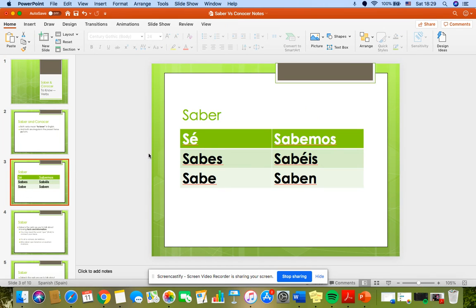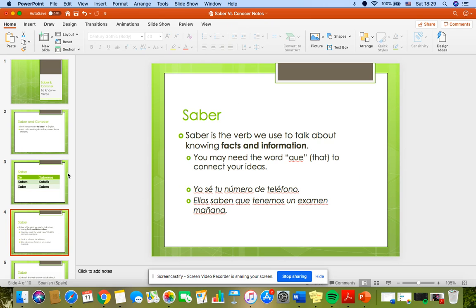So, you have this chart on your notes. You're going to write it in for me. We've got sé, sabes, sabe, sabemos, sabéis, y saben. So our only really irregular one here is where it says sé, because without it, it would be sabo, but they've changed it. It's an irregular one, so we say sé. So, our uses for saber.